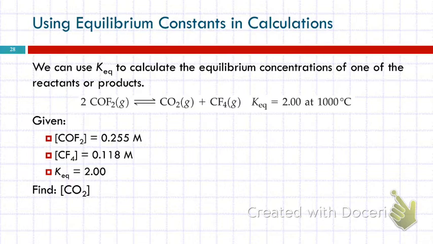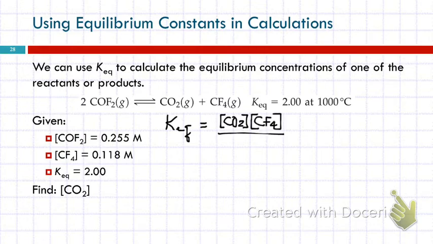So the equilibrium constant expression, Keq, it's products over reactants, so CO2 times CF4 divided by COF2, and that one is squared because of this 2. Everybody okay with that? So we're trying to find CO2. Yeah, you could stick the numbers in here and then mess around with it. It's really better to rearrange the letters before you stick the numbers in.